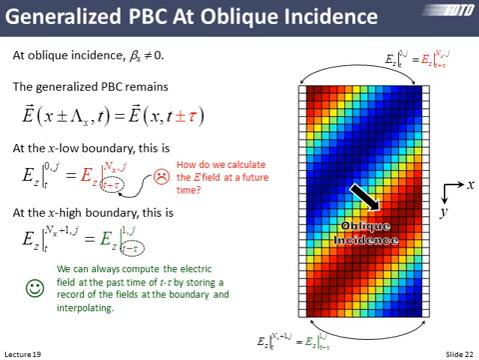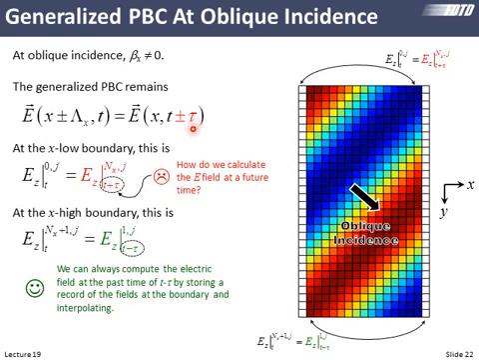Now let's think what happens when we have some angle of incidence. So this beta x term is not zero. It's something. We have a wave traveling at some angle. Well, our generalized time domain periodic boundary condition becomes this. And remember, we had an equation to calculate tau on the 2 slides ago.